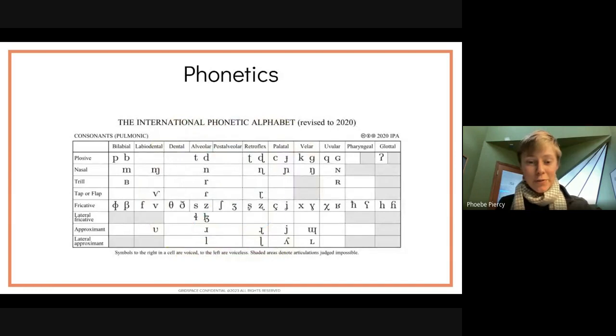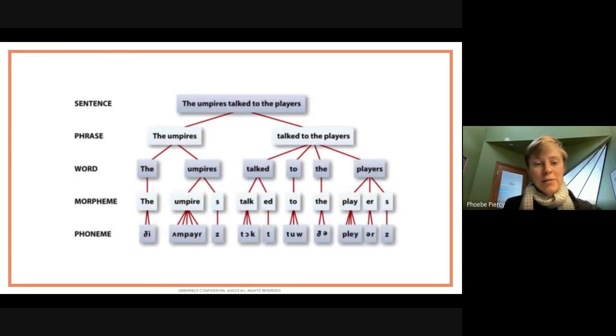Here is your brief interlude of phonetics. This is the International Phonetic Alphabet from 2020, but this is how we think of sounds, voiced, unvoiced. There might be a bit of this in later lectures, but we're not going to focus on it today. Today we're focusing more on morphology.